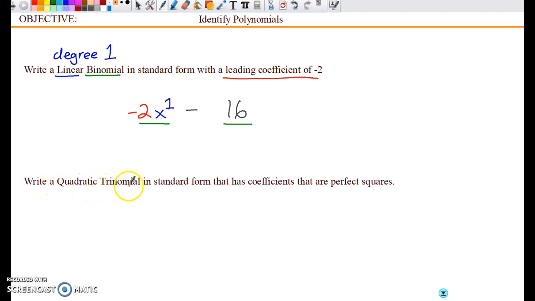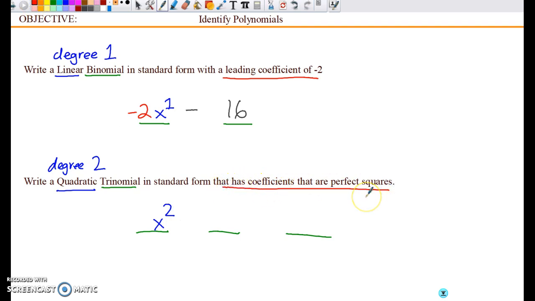Write a quadratic trinomial in standard form that has coefficients that are perfect squares. So trinomial, how many spots? 3 spots. Standard form that has coefficients that are perfect squares. It's quadratic, which means the degree is what? You should be testing yourself. Degree 2. So I know that the highest degree has to be degree 2, so I need an x squared here, and the leading coefficient has to be, actually all coefficients have to be perfect squares.